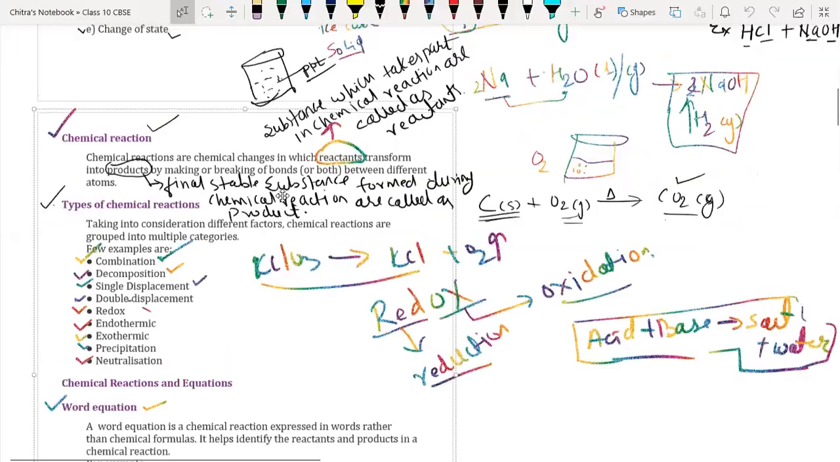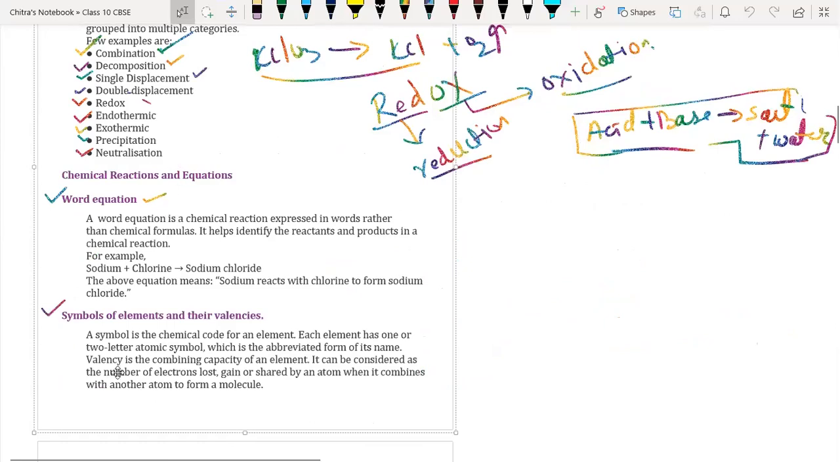In the last lecture, we discussed chemical reactions and their types. Now, one by one, we will discuss each type of chemical reaction. I think we have already understood the word equation. Yes, sir. And the symbol of element and their valences, now we are going to discuss today.